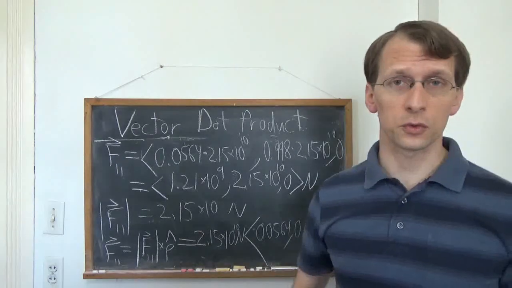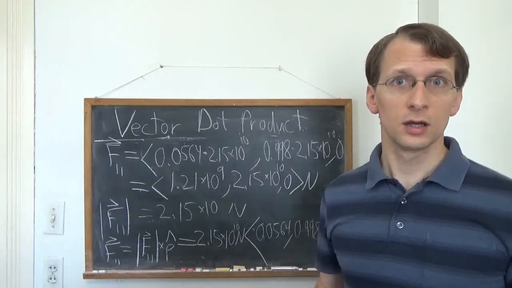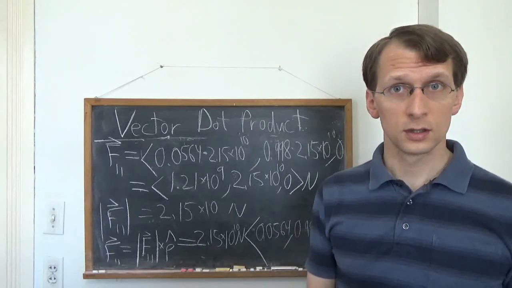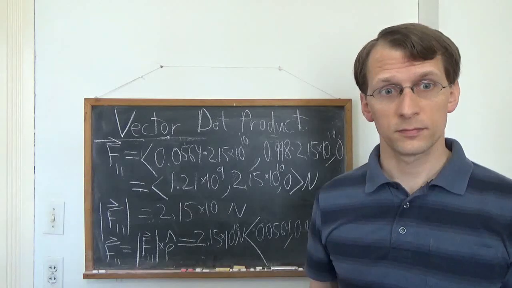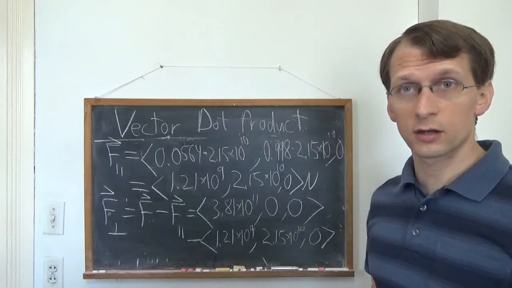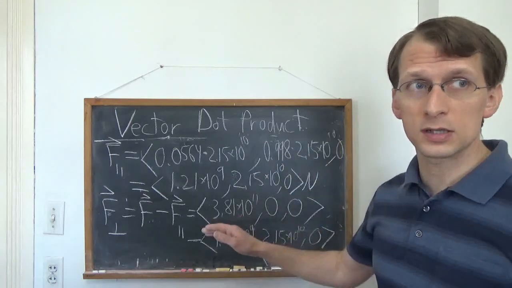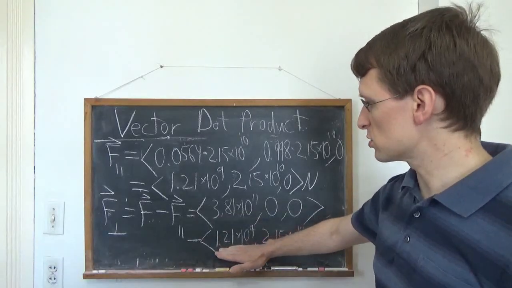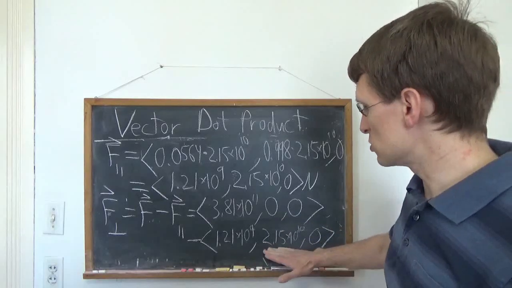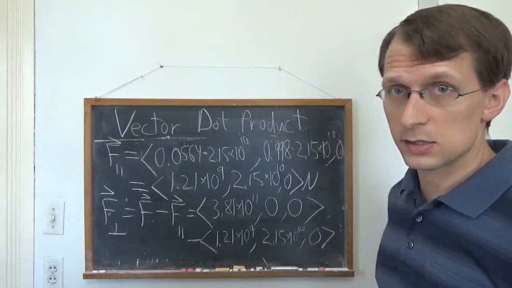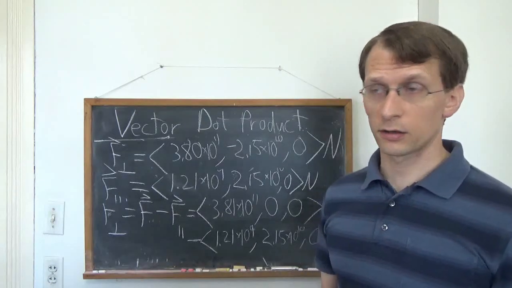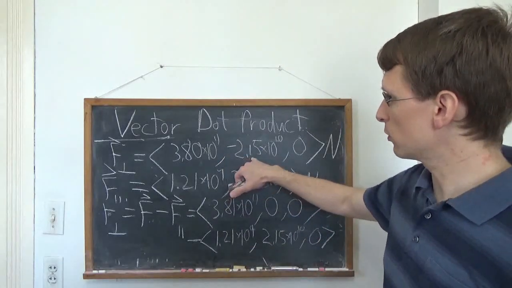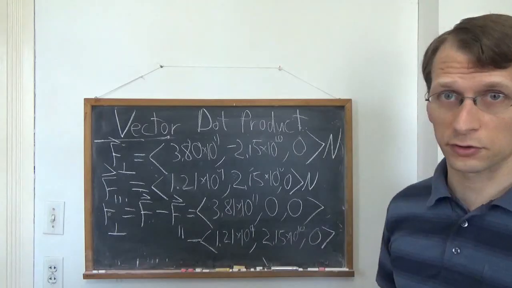Finding the perpendicular force at this point is a lot easier than finding the parallel one, because now it's just a matter of taking the original force and subtracting the parallel force. When subtracting vectors, when you're given all the components, you just subtract the components that are in the same direction. So 3.81 times 10 to the 11th minus the 1.21 times 10 to the 9th, 0 minus the 2.15 times 10 to the 10th, and 0 minus 0, which is just going to be 0. So our perpendicular force then is just 3.80 times 10 to the 11th in the x direction, negative 2.15 times 10 to the 10th in the y direction, and 0 in the z direction.